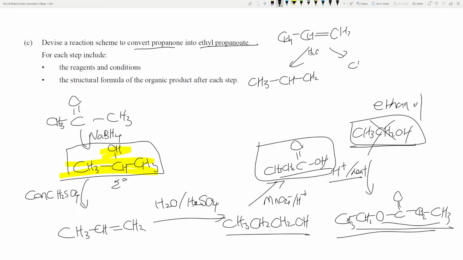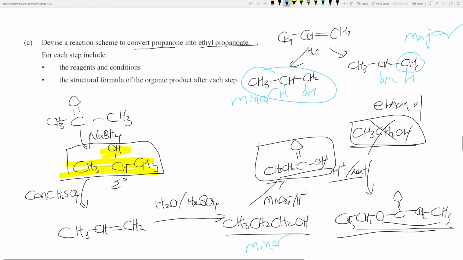You break the double bond, copy paste. So this is here, 12. You can add the H here and the OH here, or you can add the OH here and the H here, because this one has more hydrogen. So this is major, this is minor, and this is the one we want, so this is a minor product. So there you go, done.